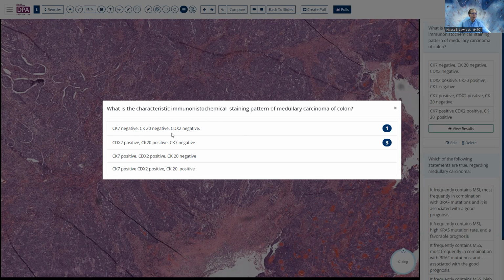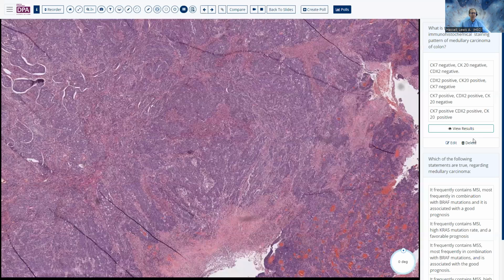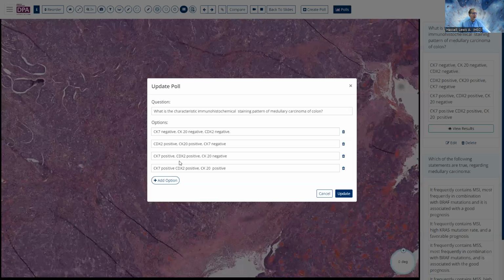So CK7 positive, CDX2 and CK20 negative are what we should see here. So the answer actually should be different than what we've indicated here. So let's edit that one while we're here. Great tool here, but we want to make sure we offer good choices.